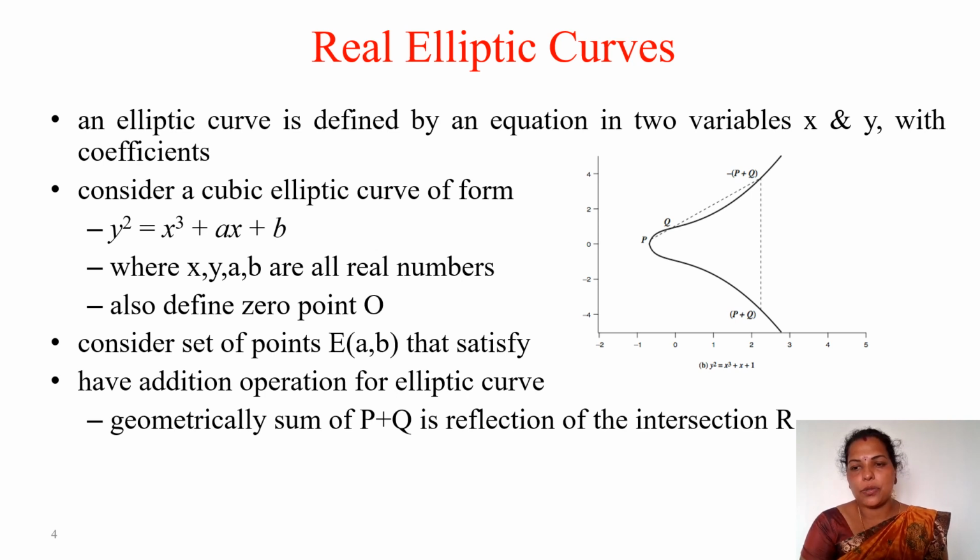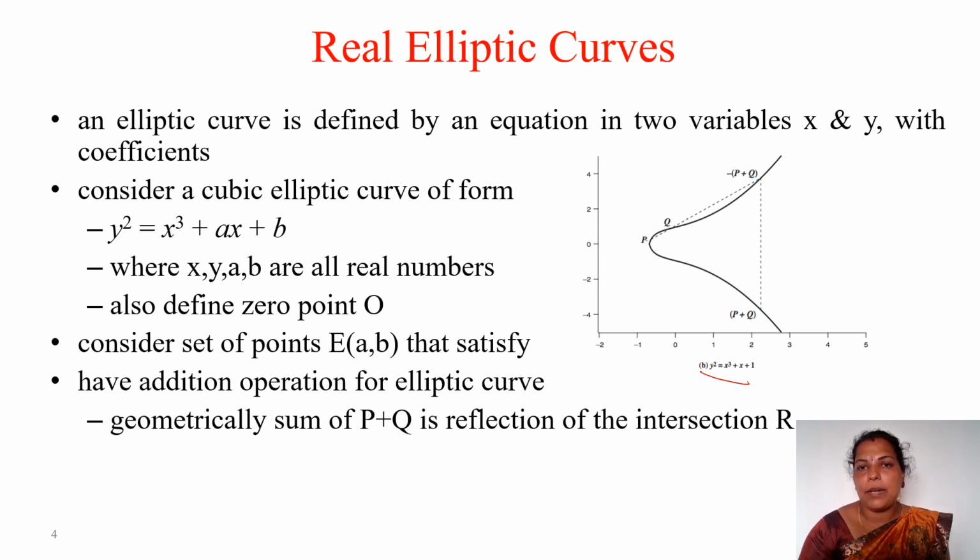Before going into elliptic curve cryptography, we need to know what a real elliptic curve is. Here you can see the pictorial representation of the elliptic curve. Here the equation y square equal to x cube plus x plus 1 is plotted. Here we have 2 points P and Q, and we see minus P plus Q and P plus Q. The meeting point we are calling R.